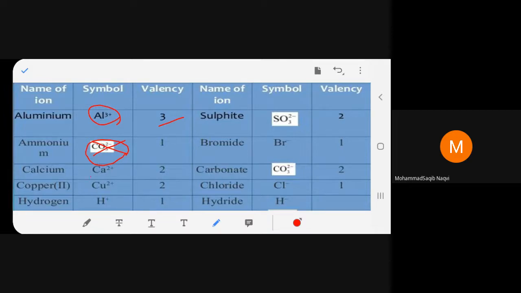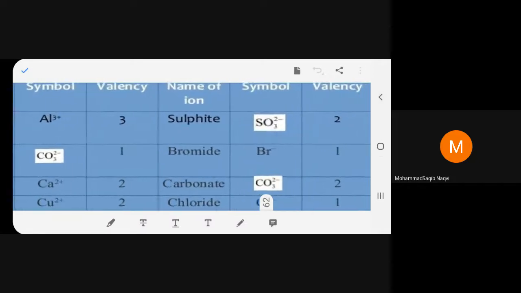Calcium, 2 plus, it's 2. Copper, 2 plus, it is 2. Hydrogen, only 1 plus, it is 1. This is not right, beta. This is wrong. So don't take this. If it is ammonium, it should be NH4 plus. Is it clear? Then your answer is 1, right. It has to be ammonium, has to be NH4 plus. Okay.